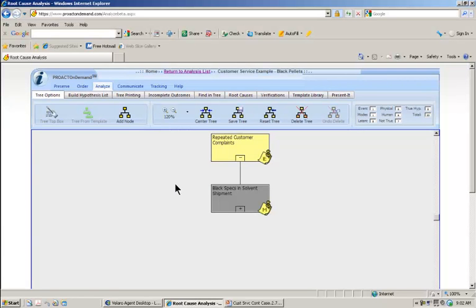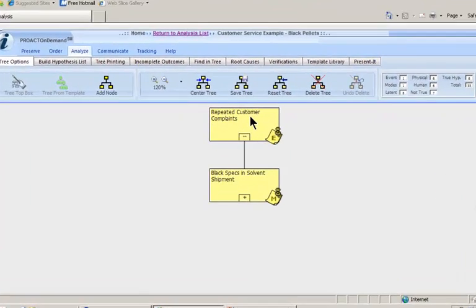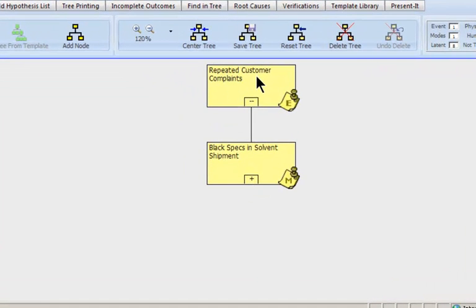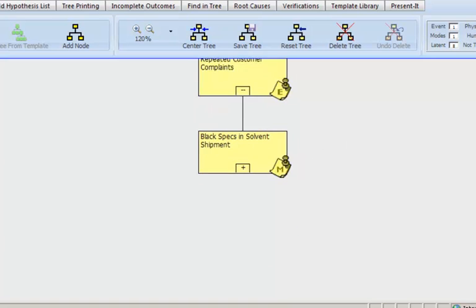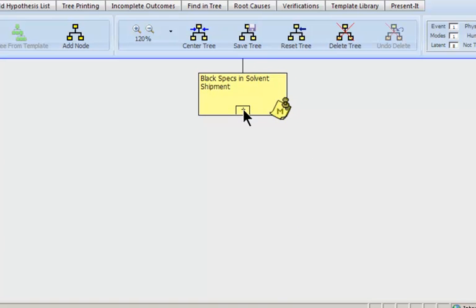Okay, let's take a look at this analysis and the way it was depicted using cause and effect relationships. The reason this analysis was done, or the event, was repeated customer complaints. If you recall, there were 9 for this specific issue. The black specks in the solvent shipment is the mode. This is a fact because they know that was occurring. So what we want to do now is to look at how we were getting the black specks in the solvent shipment.